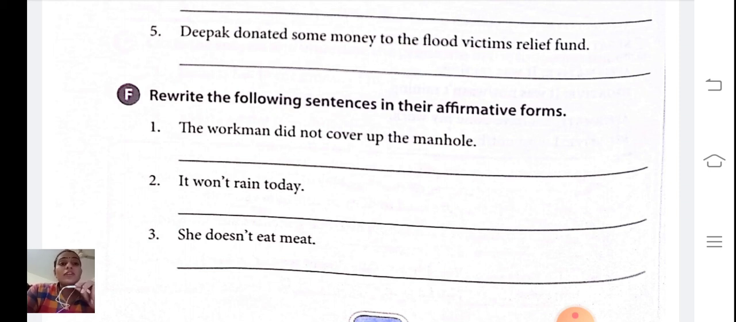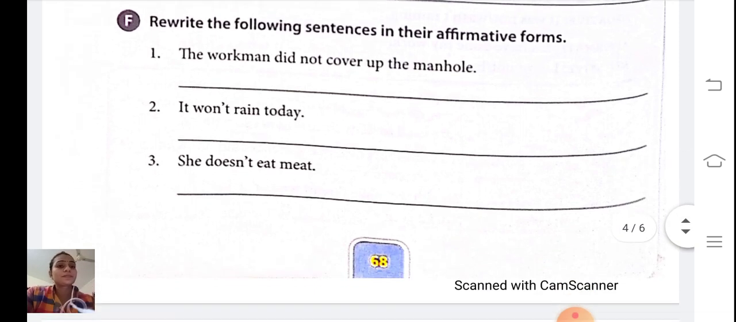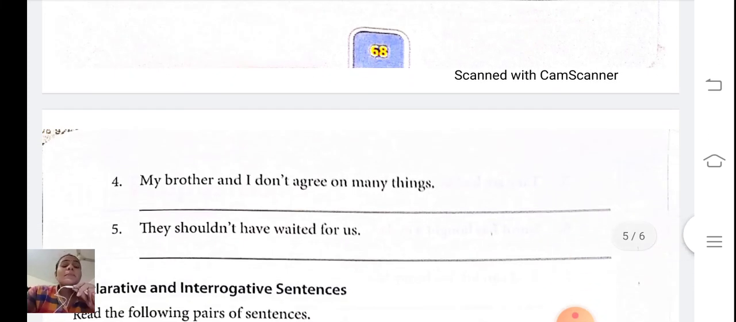It won't rain today. It will not rain today. That means, what is the affirmative sentence of it? It will rain today. She doesn't eat meat. So, she does eat meat? No. She eats meat. Fourth one. My brother and I don't agree on many things. My brother and I do not agree on many things. So what is the affirmative sentence of this? My brother and I agree on many things.